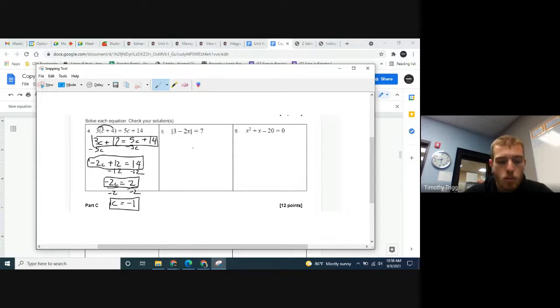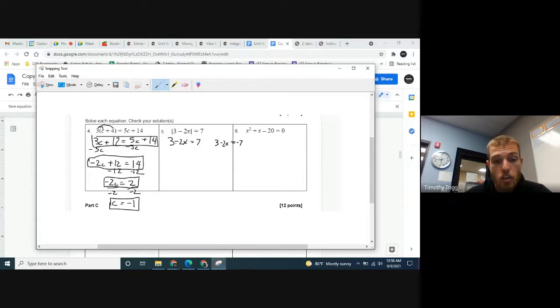Now, for the next one, notice this has an absolute value. When it has an absolute value, what this can basically do is split into 2 different equations. So it'll be 3 minus 2x equals 7. And then the second one would be 3 minus 2x equals negative 7. Okay, so now what you do is solve each of these equations separately. And so you will get 2 answers for this one.